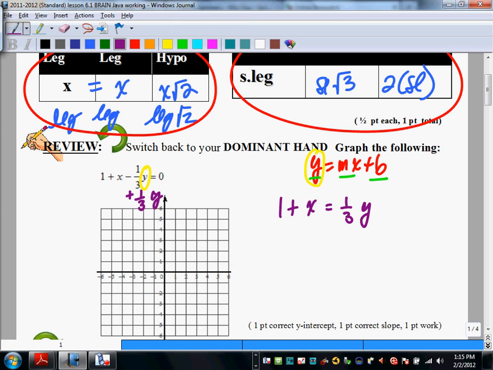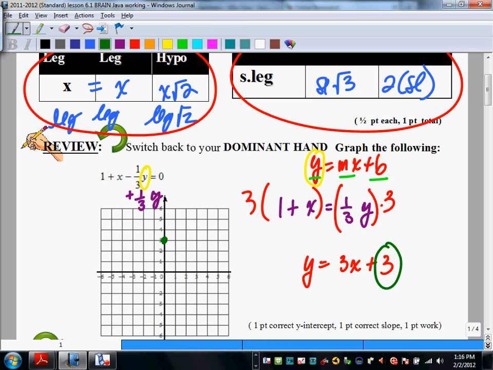Equals 1/3 y. Got it. Then here, I'm going to times by 3 both sides, and I end up with y equals 3x plus 3. That's what I'm graphing. Now, to graph this, I first graph my b-intercept at 3, and then I count my slope out, which is 3 technically over 1. I know it's positive, so I'm going to go up 3 and over 1. Or you can go down 3 and over 1. Either way, there is your line right here.